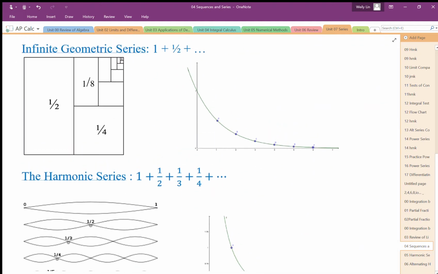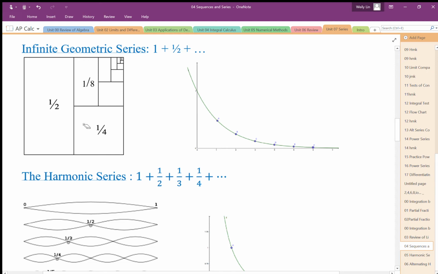So, some sequences that we have seen before: we've studied arithmetic sequences, and we've also studied geometric sequences. In particular, we want to know something about the series as well, or the sum of those sequences. So this is an infinite geometric sequence. It's going down by half.